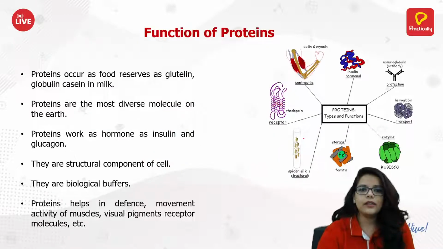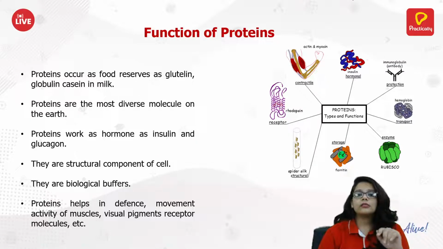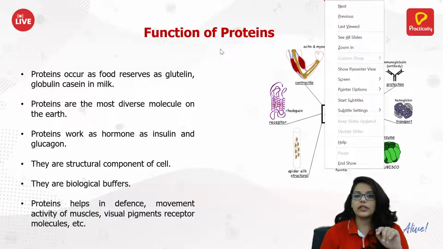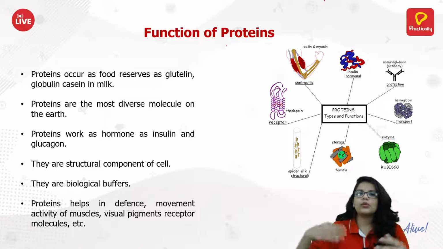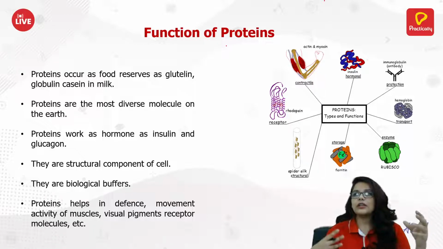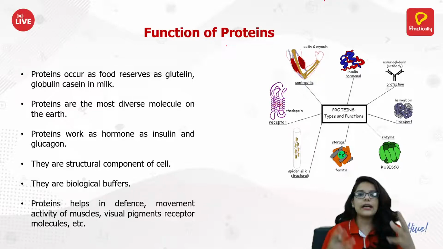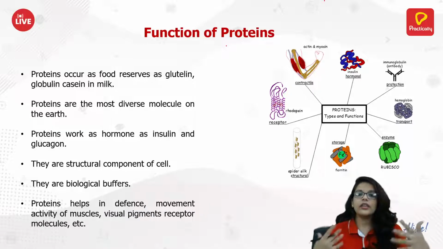Okay, now last, what are the functions of proteins? As I said, proteins are made up of a number of things. They have an amino group and a carboxylic group. Okay, they are acidic, sometimes basic. They have an R group, which can be variable, any kind of group. Because of this very unique structure, they can do a lot of functions in our body.